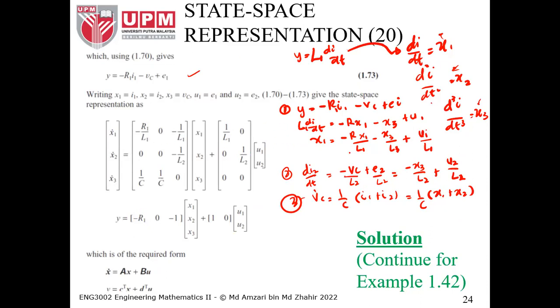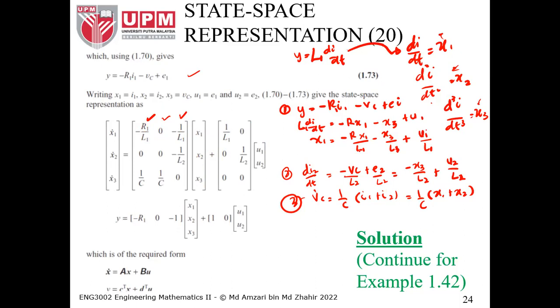Okay, so we go for the first equation, x1 dot. In terms of the matrix, the first entry will be negative R over L1. X2 is 0, so that's why it becomes 0 here. Then x3 will be 1 over L1, so it becomes negative 1 over L1. So you get negative R over L1, 0, negative 1 over L1. So this one times x1, this one times x2 will be 0, this one times x3 will be 0.